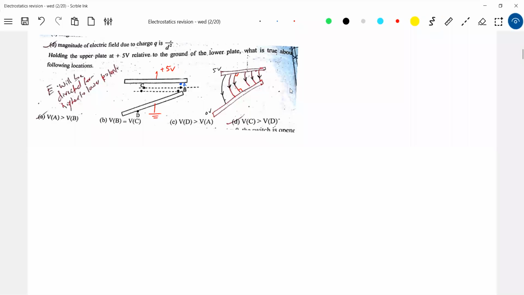Now, what is the basic property of electric lines of force? What will be their direction? They will always be directed from higher to lower potential. So VA should be greater than VB. You look at this part, and VC should be greater than VD. There's one basic property of this one. So this is the point A, there's a point B, this is C, and this is D.